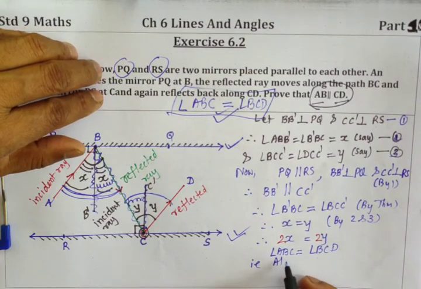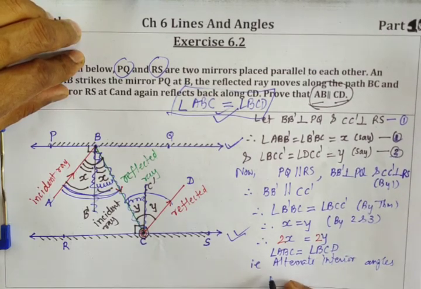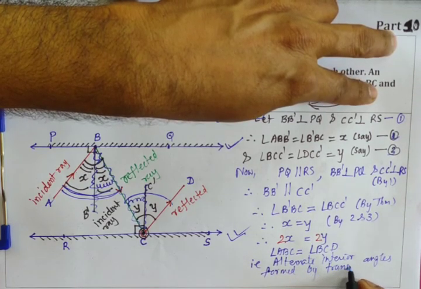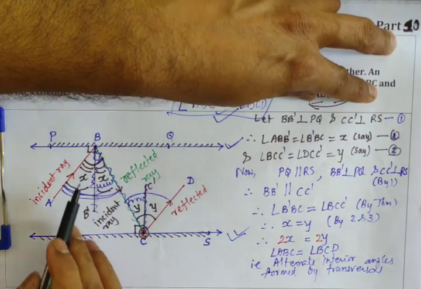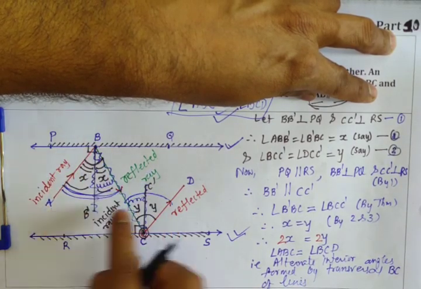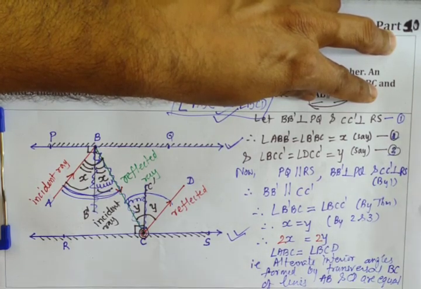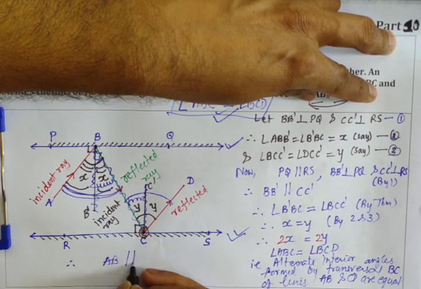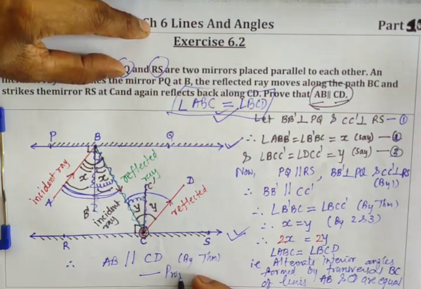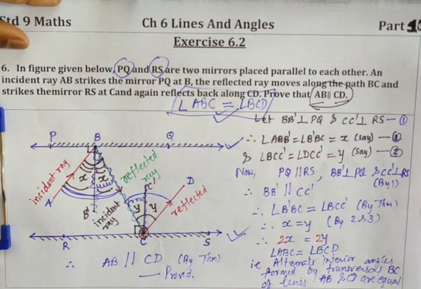That is, alternate interior angles formed by a transversal. Which transversal is it? BC of the lines. Which lines? AB and CD. Alternate interior angles are equal, as shown. Therefore AB is parallel to CD. The work is done by the theorem and this is proved. Write this nicely children, okay? I hope you have understood. All right, see you soon.